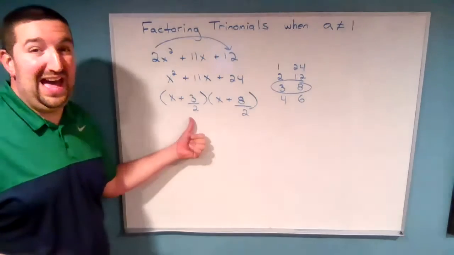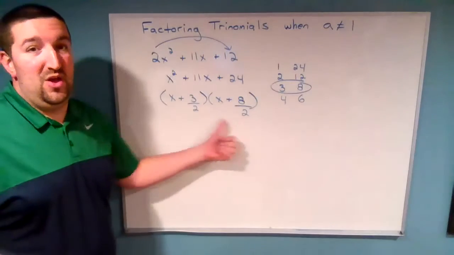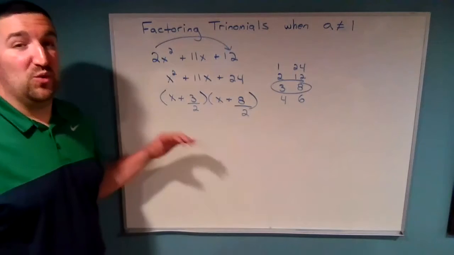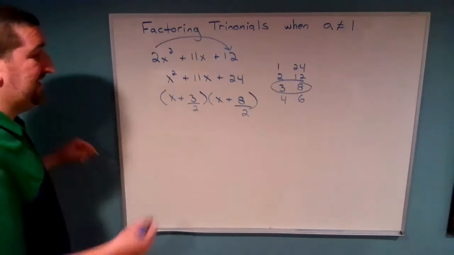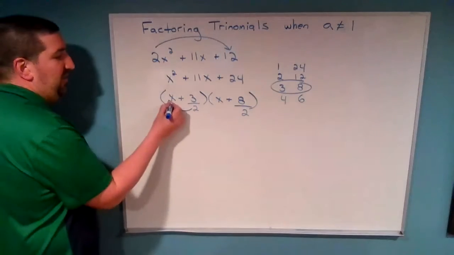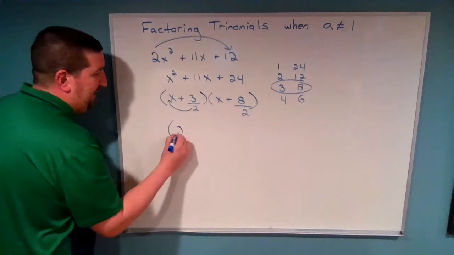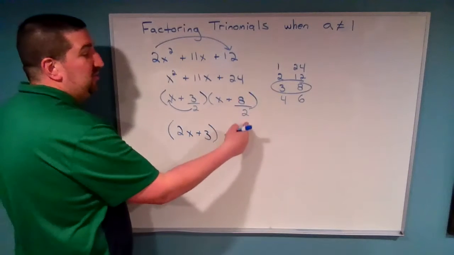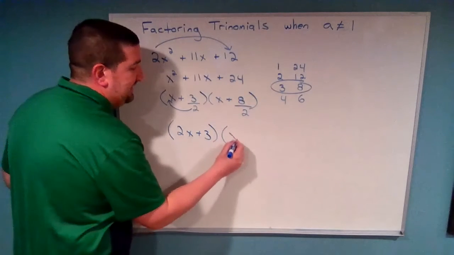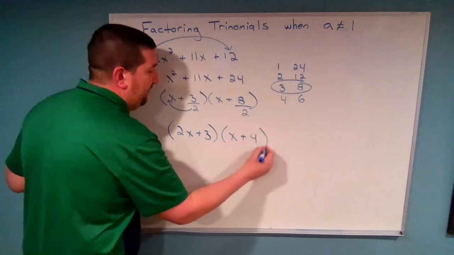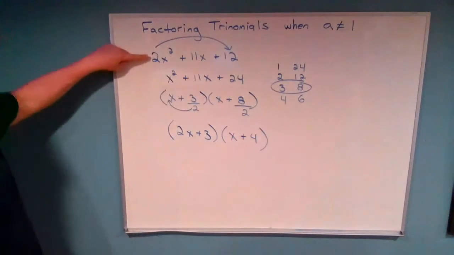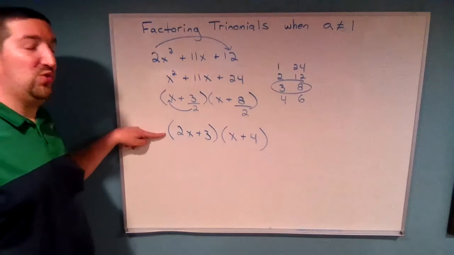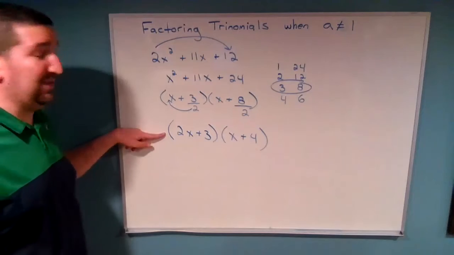Now here we have to simplify these. 3 over 2, can I simplify 3 halves? No. So what do you do when you have a fraction left here? Make the denominator the coefficient of x. So this binomial is 2x plus 3. And then what do you do with 8 and 2? You simplify that to be 4. You are now done. 2x squared plus 11x plus 12 factors to be 2x plus 3 times x plus 4.